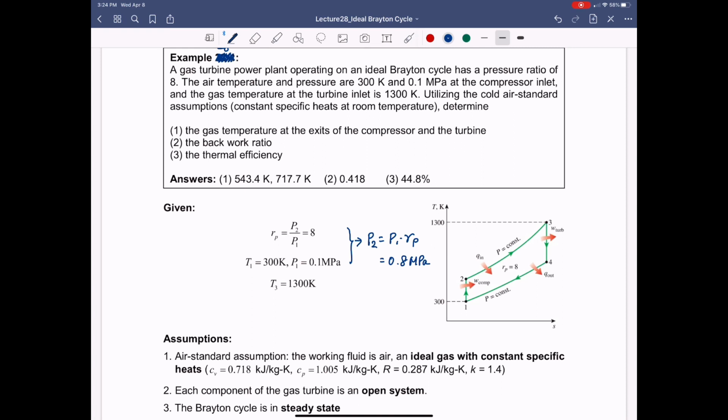So again, can you draw the TS diagram for this ideal Brayton cycle? As you see on the right hand side, that is how we can draw the TS diagram. It starts from 300 Kelvin, and we increase the pressure to 0.8 megapascal with a pressure ratio of 8. As a result, the temperature also goes up. Then we have a constant pressure heat addition process to reach 1300 Kelvin, and then the expansion and heat rejection processes.